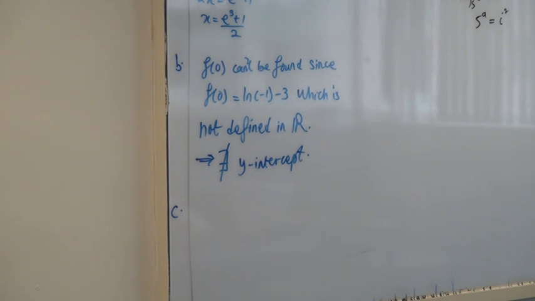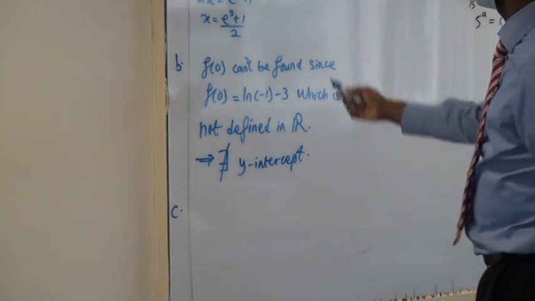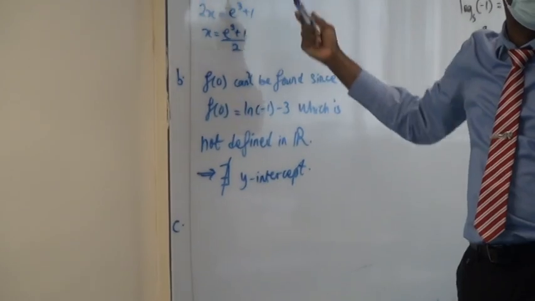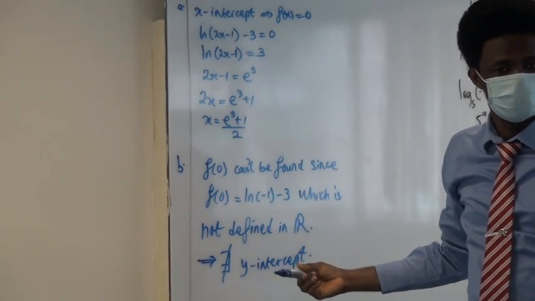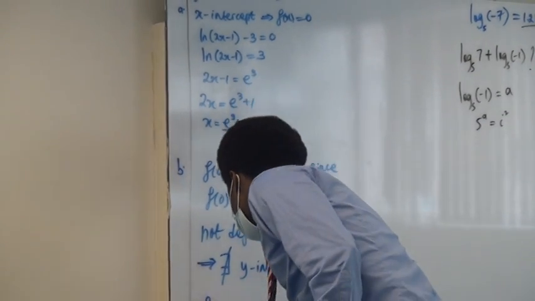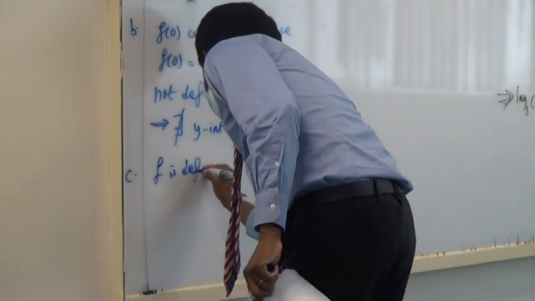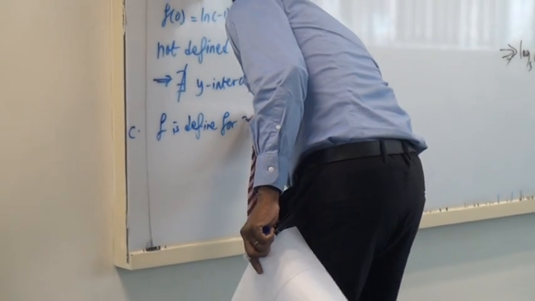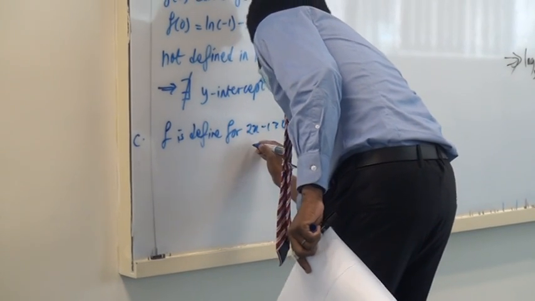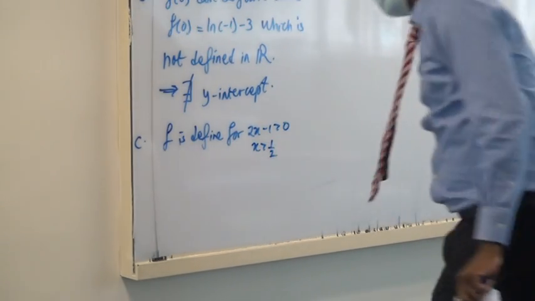The left side of the natural log. Just read it, please. 2x minus 1. Say that again. 2x minus 1. The square root of 2x minus 1 must be greater than 0. So it is only defined when 2x minus 1 is greater than 0, because otherwise, when it is less than 0, you get something else. So f is defined for 2x minus 1 greater than 0, which is where you got your answer.